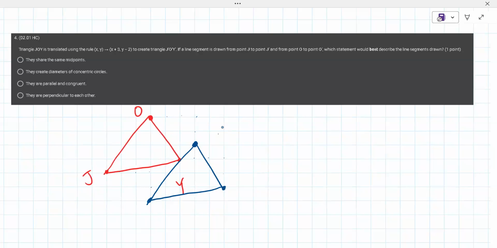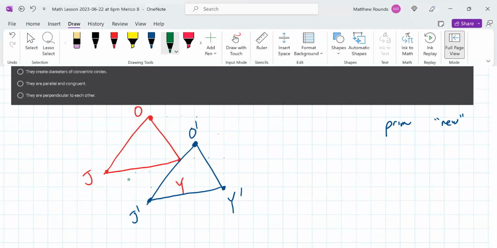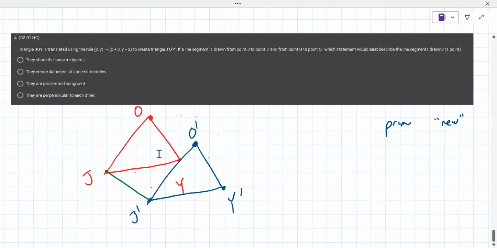So it's a lot like a movie. If you don't try to play it out, you will have no idea what's going on. Now, typically they use these primes. I don't think there's any relation to Optimus Prime, but prime means new, the newer one. That's just the notation in math. So now it says a segment is drawn from point J to J prime. So I'll do that here in green, J to J prime. And a line segment is drawn from point O to O prime.